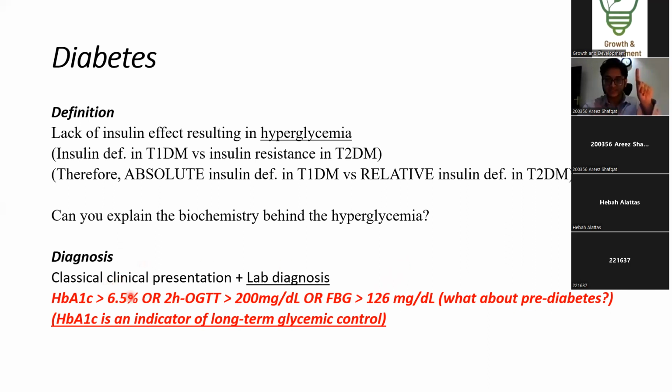HbA1c greater than 6.5, 2-hour oral glucose tolerance test. Basically, you give the guy glucose and measure it after 2 hours. If this is greater than 200, this is diabetes. Fasting blood glucose greater than 126 is diabetes.